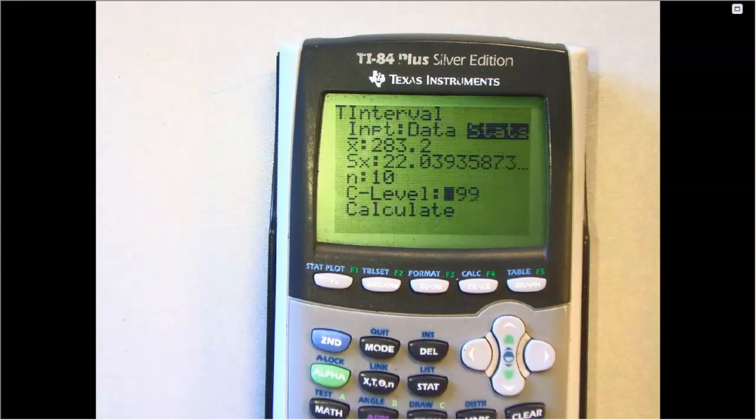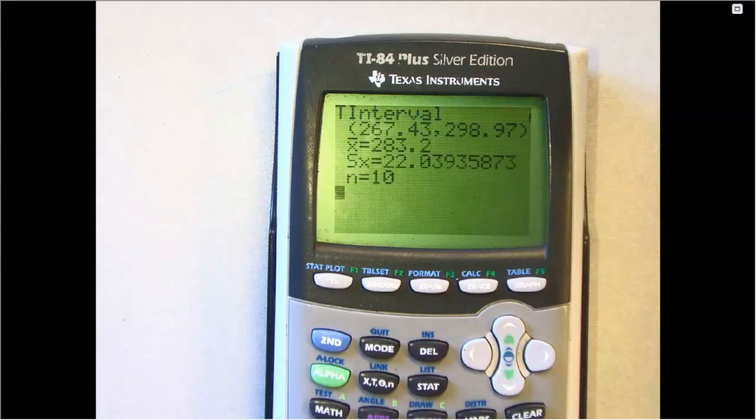I'm going to show you stats now and data in a second. Go ahead and calculate. So that's what I got: $267.43 to $298.97.